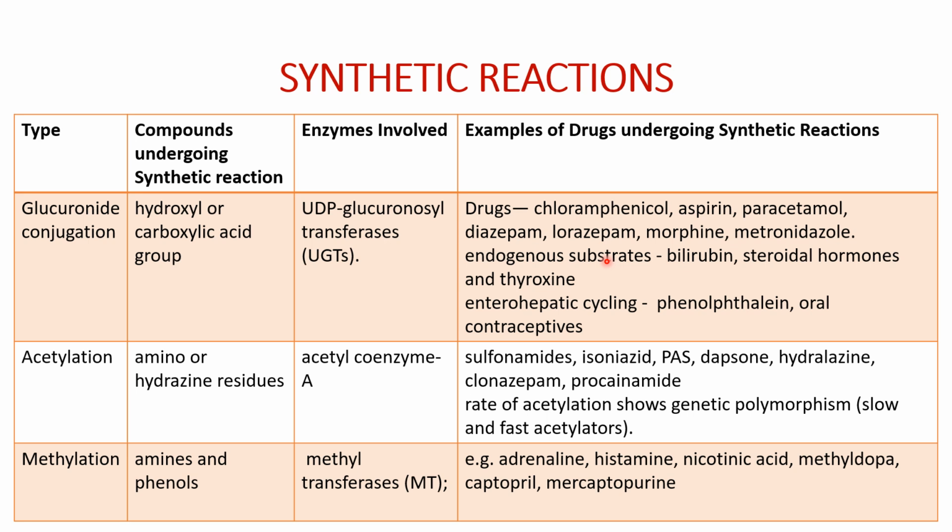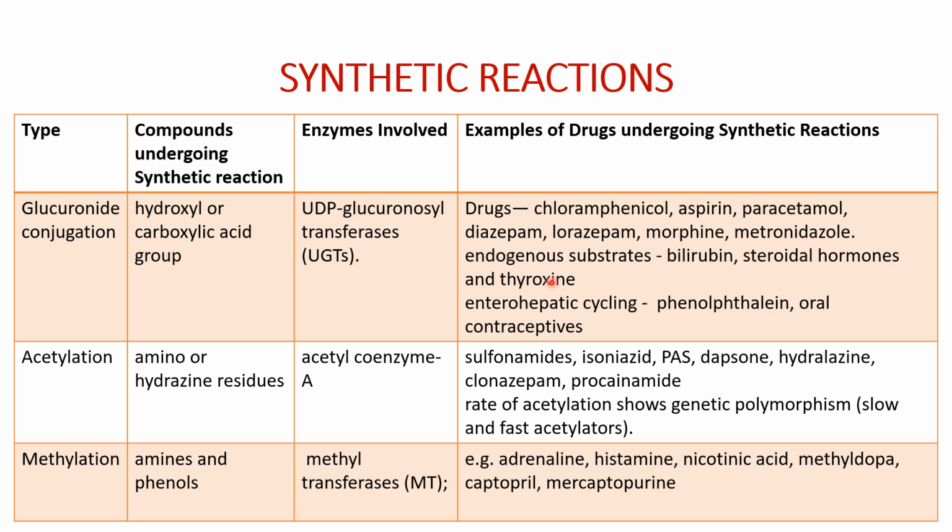Now about phase 2 reactions, or synthetic reactions, or conjugation reactions. Here you have glucuronide conjugation. Compounds with hydroxyl or carboxylic acid groups undergo glucuronide conjugation. The enzymes involved in this type of conjugation are UDP glucuronyl transferases, or UGTs. These are examples of drugs which undergo this type of conjugation reaction: chloramphenicol, aspirin, paracetamol, diazepam, etc.